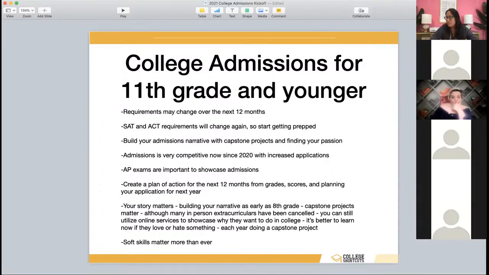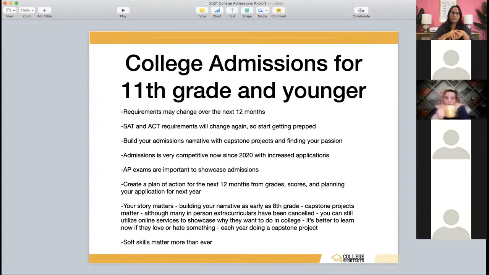Next big thing that's coming is that the SAT and ACT requirements will change again. So keep getting prepped. For the students that couldn't take it this year, that are in 11th and 10th grade, just keep practicing and realize that you need to sign up ahead of time.